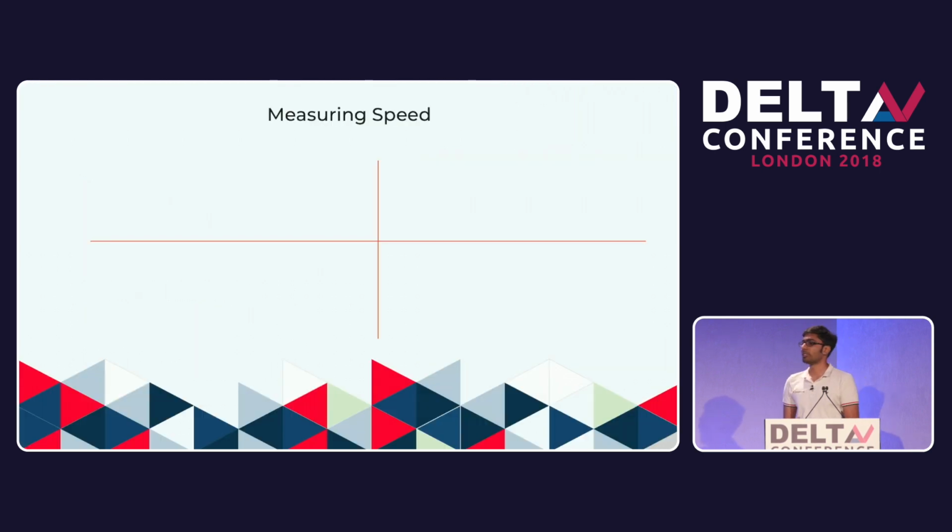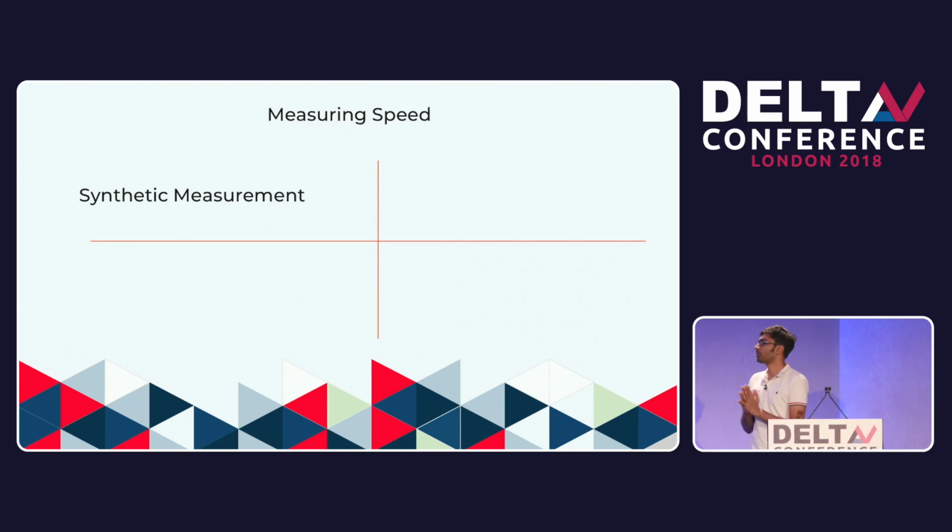So let's talk about measuring speed. What are the different techniques that are there to measure the speed of your website? There are two broad techniques. First is called synthetic measurement, and the second is called real user monitoring.